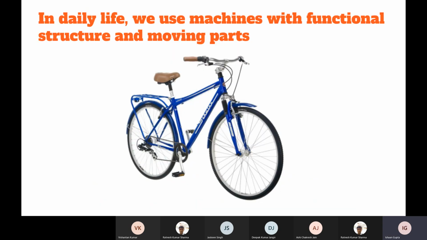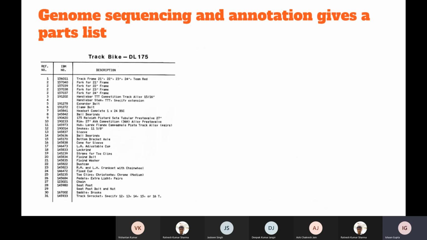So now in daily life, when we use machines, these machines have some functional structure and moving parts. So let us say we use a machine like a bicycle, right? Everybody has seen a bicycle. Now, so far, what we have talked about with genome sequencing, genome annotation, essentially what it's giving us is a parts list, right?